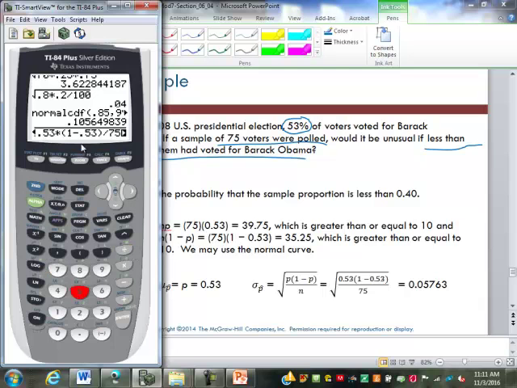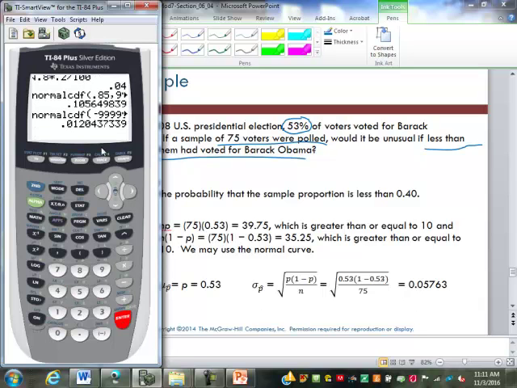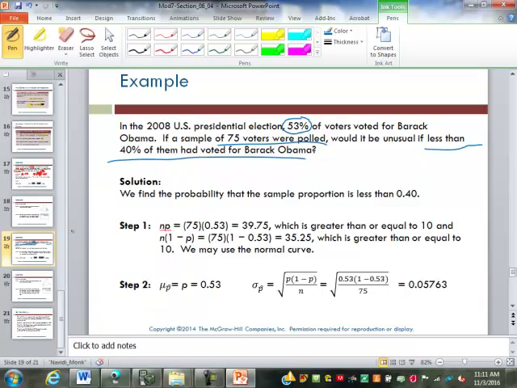The reason I chose to enter it this way is because you can see they got an ugly decimal here when they tried to calculate that standard error, that standard deviation of the proportions. By doing it this way, it puts it all in there for me. 0.01204 is what I'm getting for a probability. So that would be unusual. It's less than 5% or 0.05.